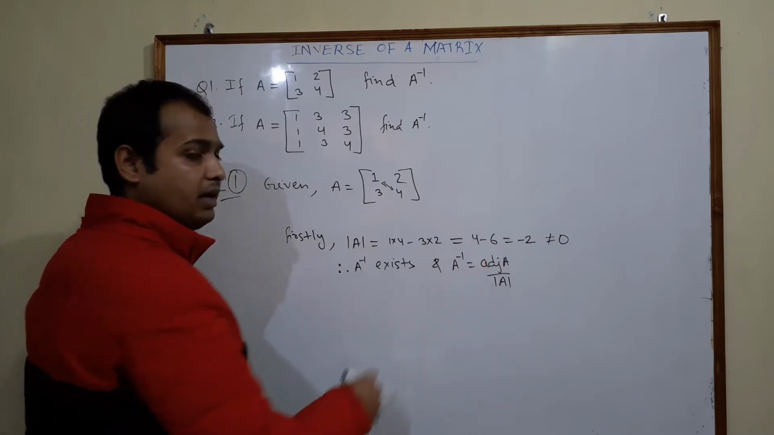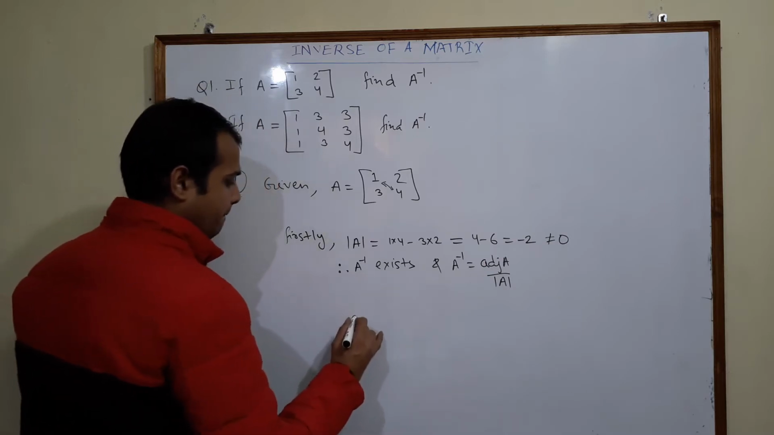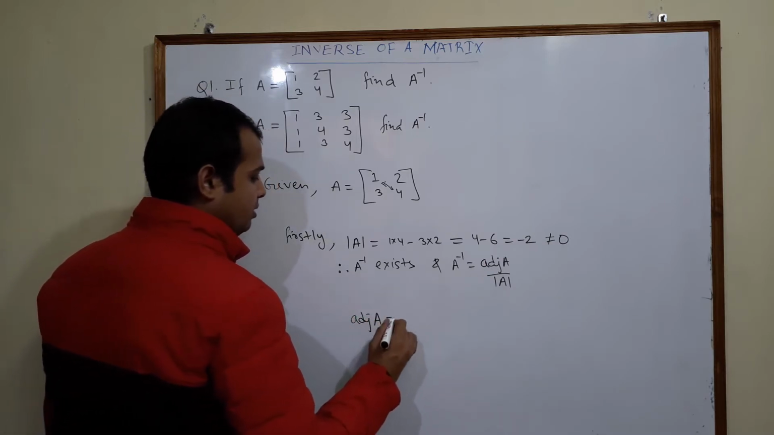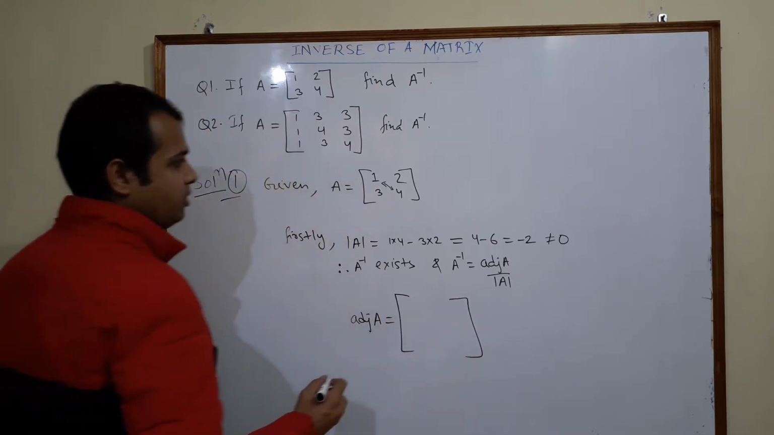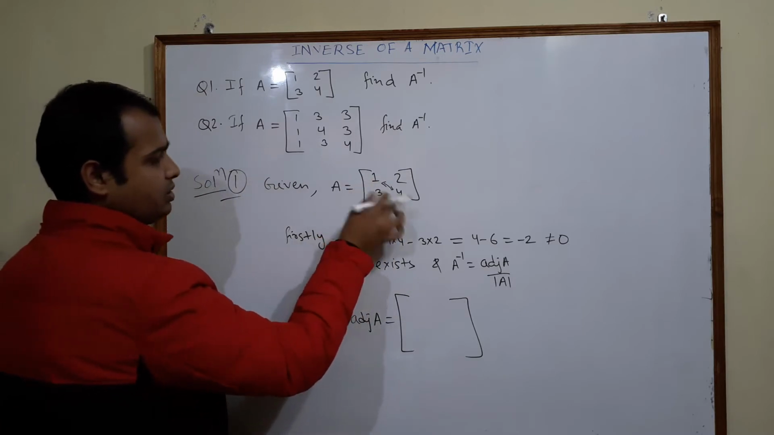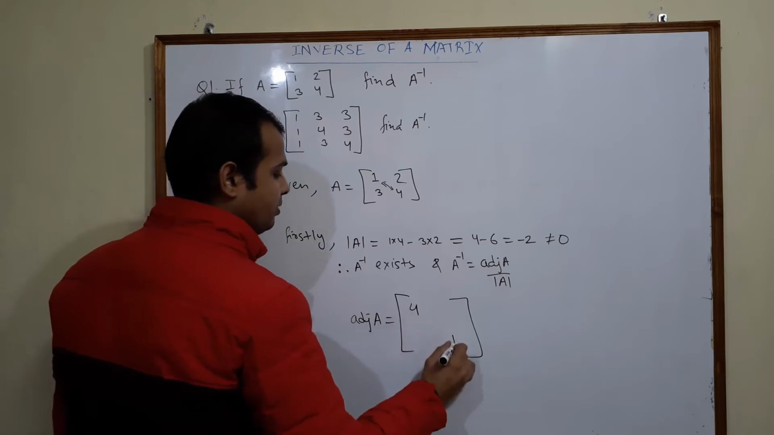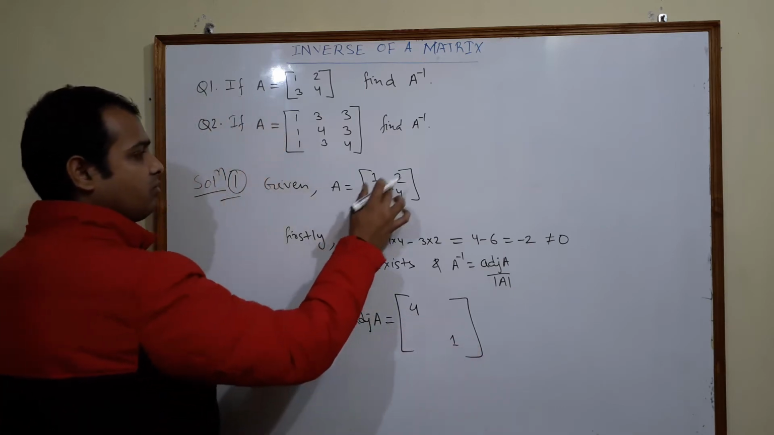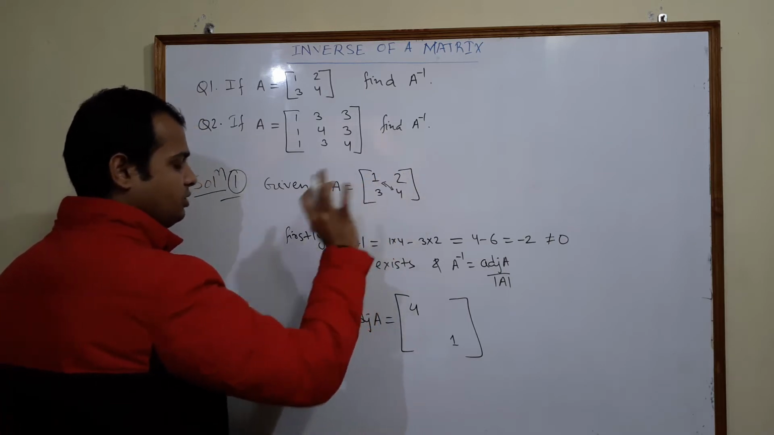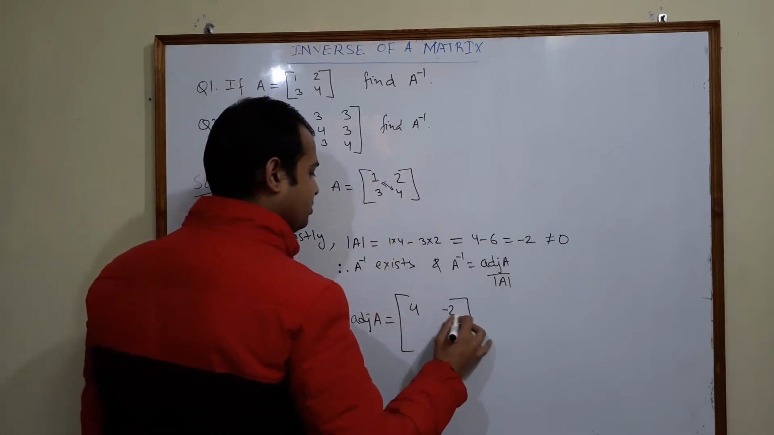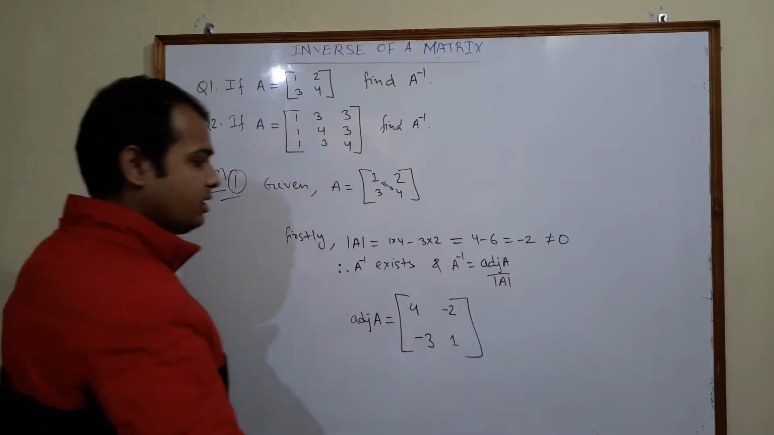Now we are left to find adjoint of A. So adjoint of A will be, this is 2 by 2, so very easy to find. What we have to do is just interchange the diagonal elements. So we'll get 4, 1, and you have to change the sign of these two elements. Leave them at their position only. The only thing is you change the sign. So this will become minus 2, this will become minus 3. So this is the adjoint. Clear?